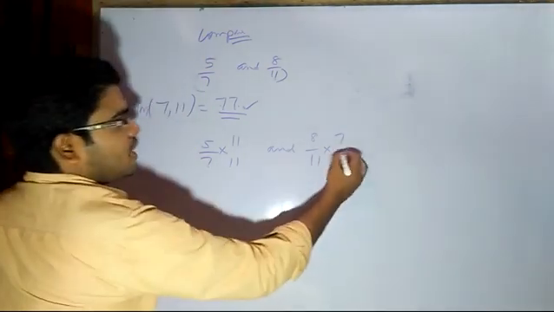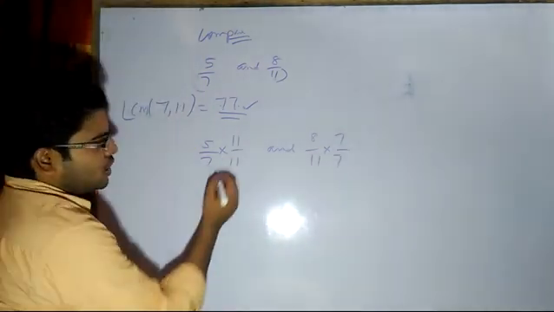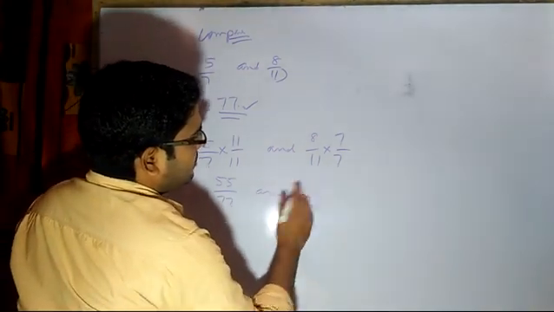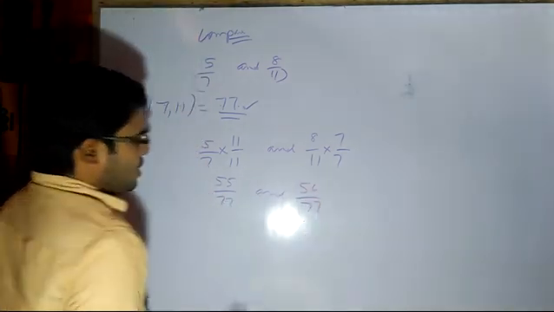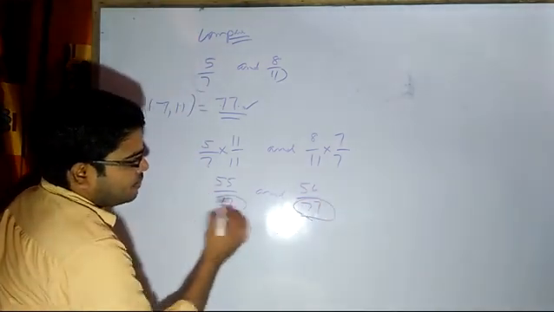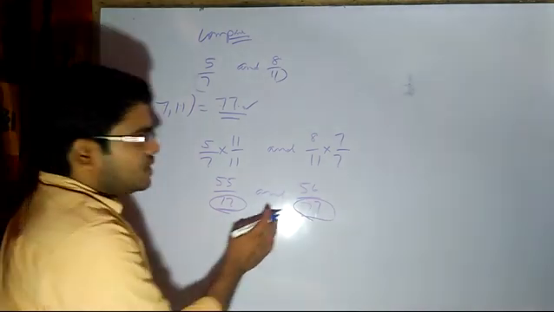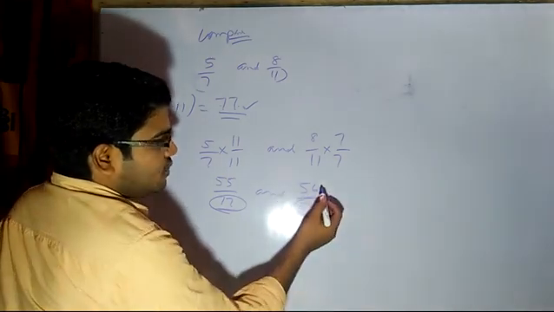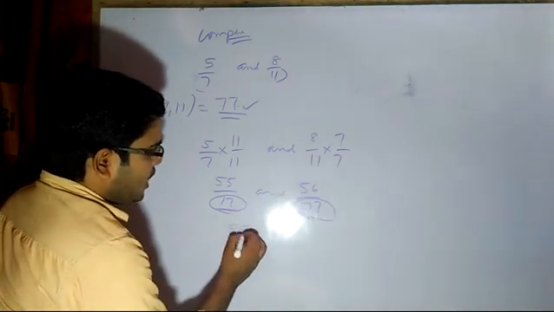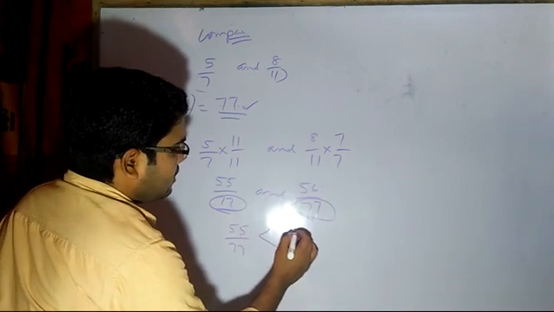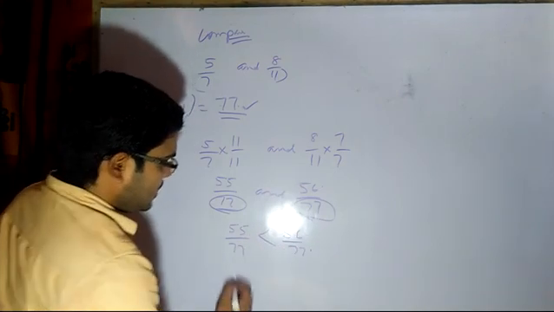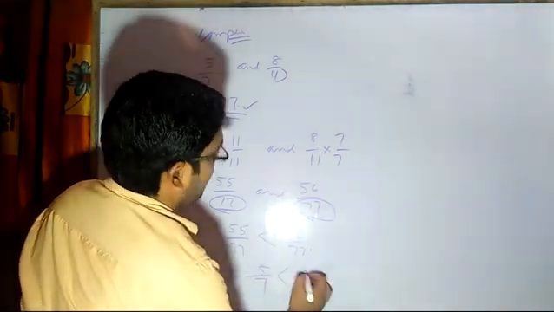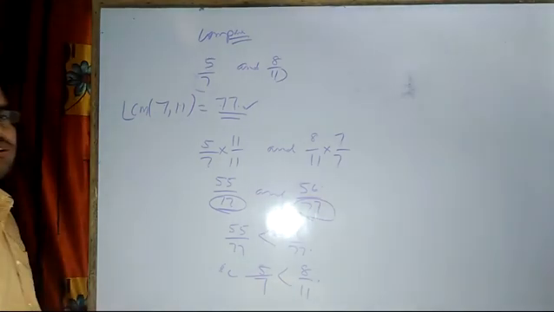Now if you multiply with 7 over 7, it will be 55 upon 77, and 8 sevens are 56 upon 77. Since the denominators are the same, you can very easily identify which fraction is greater, which ratio is greater. Obviously 56 is greater than 55, so you will write 55/77 is less than 56/77. That is, here we are having 5/7 is less than 8/11.